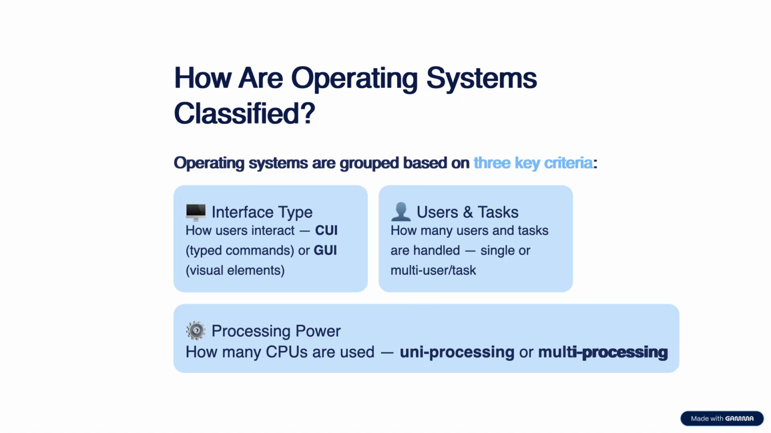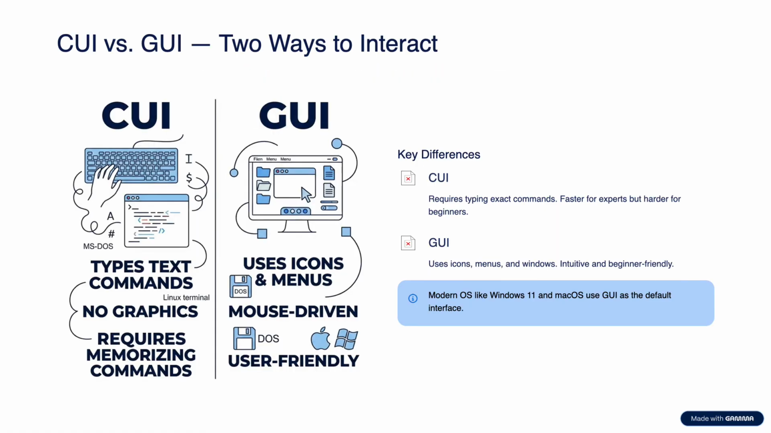Imagine how a company sorts out its work. Some departments handle customer service, that is interface. Some focus on single accounts or multiple users, and some do tasks individually or in teams. That is processing. First one, CUI, command line interface.